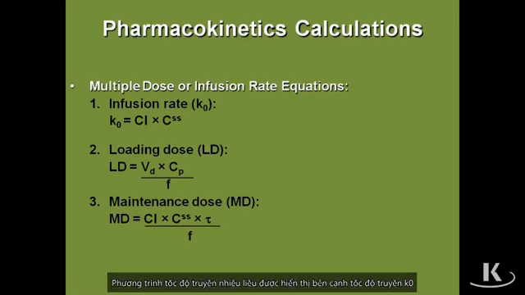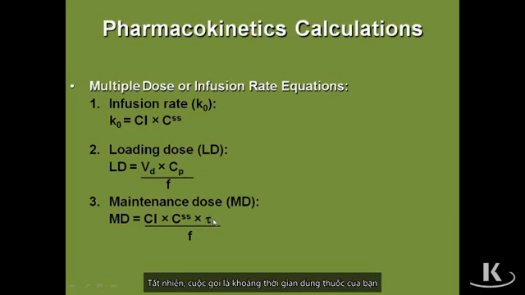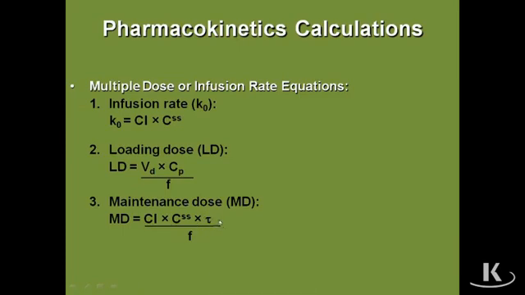Multiple dose or infusion rate equations are shown next. The infusion rate, the K0, is clearance times your CSS. And that infusion rate equation fits in very nicely as part of the maintenance dose equation. Notice essentially that the maintenance dose is the infusion rate times tau. Now, tau, of course, is your dosing interval. It's how frequently you're going to dose. That could be once a day, that could be 4 times a day, and anything in between. So tau is your dosing interval.